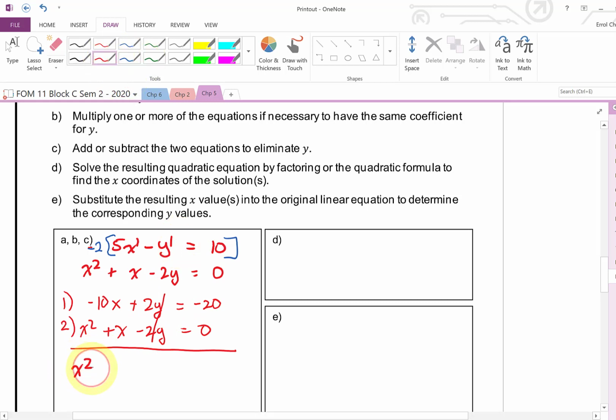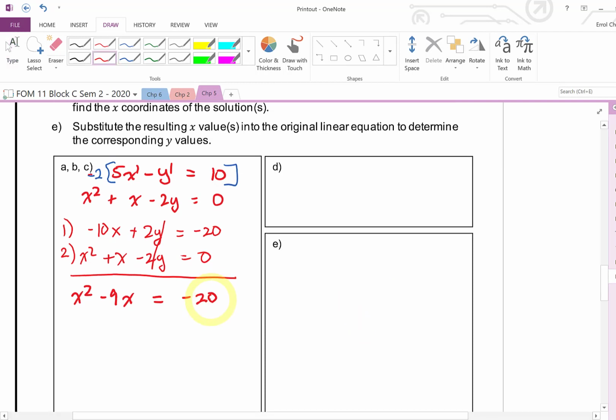So our combined equation now is x squared minus 9x is equal to negative 20. Well, I'm going to bring the negative 20 over to the left-hand side. That becomes positive 20 is equal to 0. Now this looks like it's possibly factorable. So I'm going to factor this.